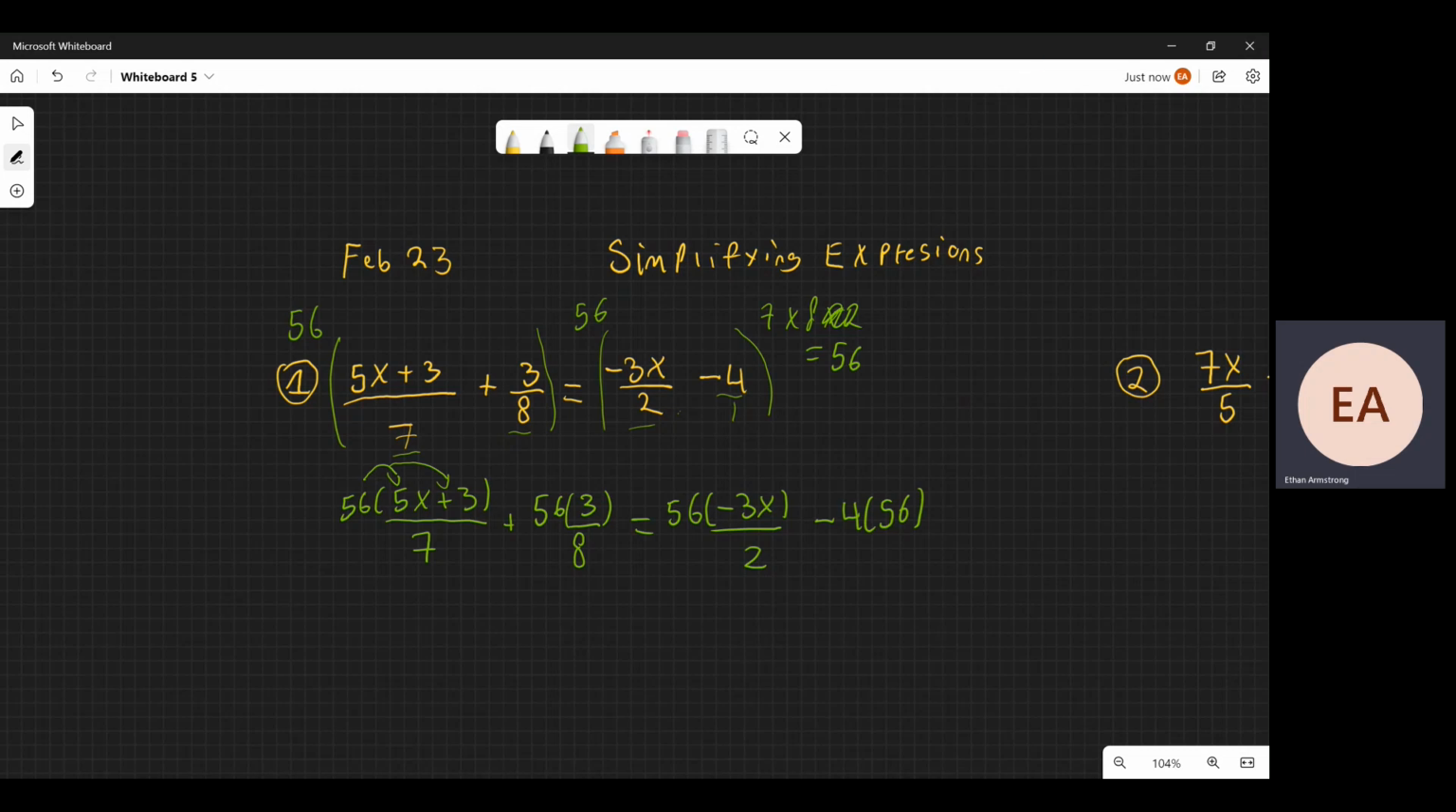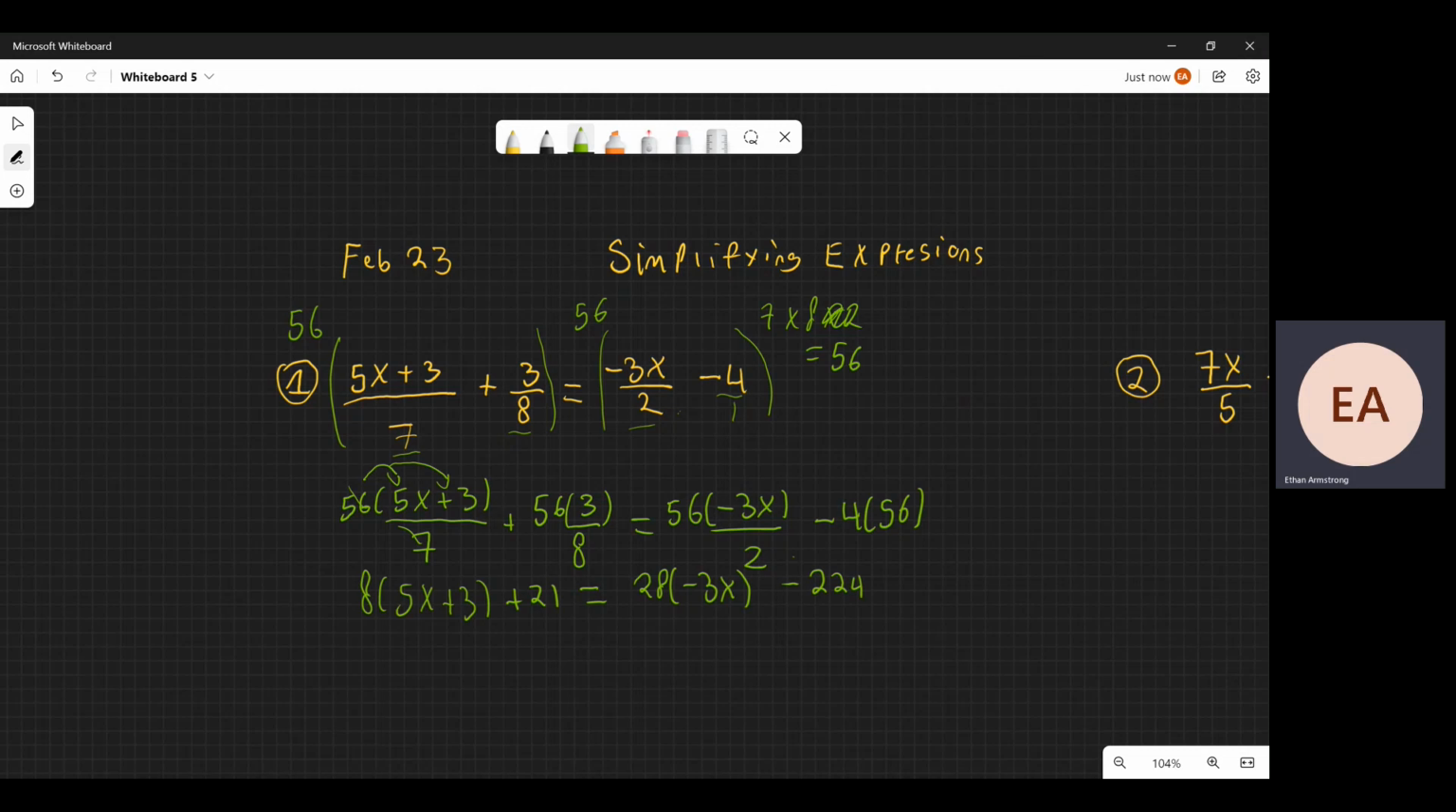So we have 56 divided by 7. We can cancel that out, and that would leave us with 8 times 5x plus 3, plus 56 times 3 divided by 8. I'm just going to put that into my calculator. 56 times 3 divided by 8 gives us 21, plus 21 equals. Then we do the same thing here. 56 divided by 2 gives us 28 times negative 3x, minus 4 times 56, which gives us negative 224.